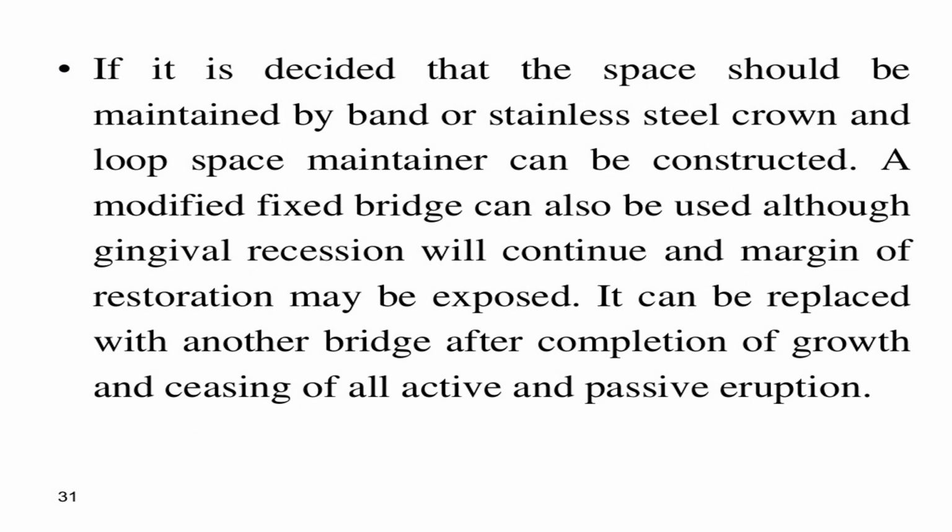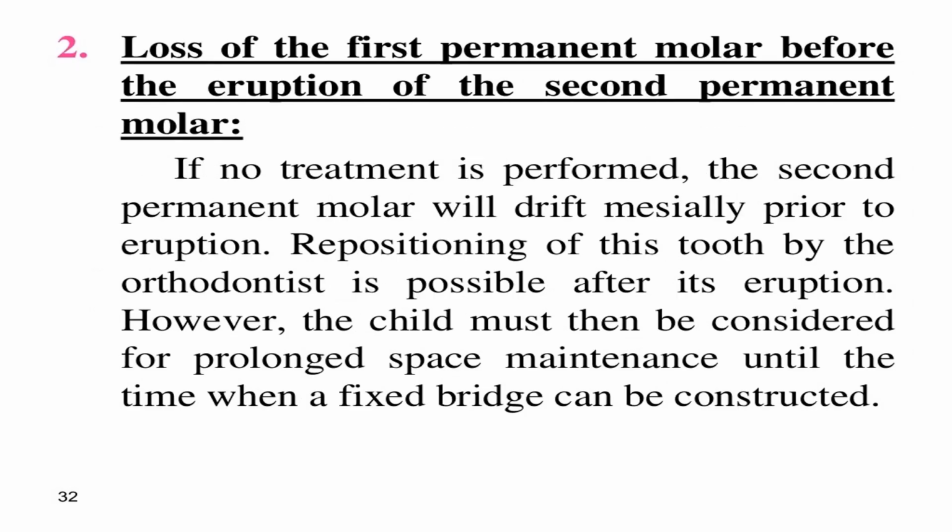If it is decided that the space should be maintained, a band or stainless steel crown and loop space maintainer can be constructed. A modified fixed bridge can also be used, although gingival recession will continue and the margin of the restoration may be exposed. It can be replaced with another bridge after completion of growth and ceasing of all active and passive eruption. 2. Loss of the first permanent molar before the eruption of the second permanent molar.